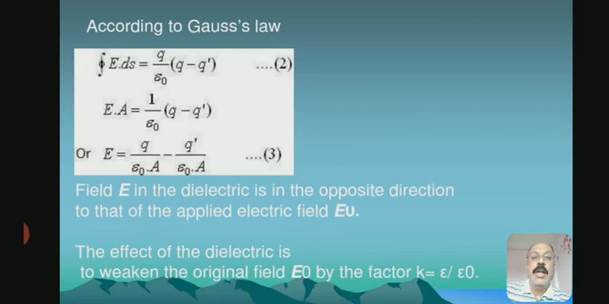So according to the Gauss law, integration over the closed surface E dot dS is equal to 1 by epsilon naught times Q minus Q dash, called equation number 2. E into A is equal to 1 by epsilon naught times Q minus Q dash. Therefore, E is equal to Q divided by epsilon naught A minus Q dash divided by epsilon naught A, called equation number 3. Now the field E in the dielectric is in the opposite direction to that of the applied electric field. The effect of the dielectric is to weaken the original field E naught by the factor K is equal to epsilon divided by epsilon naught.